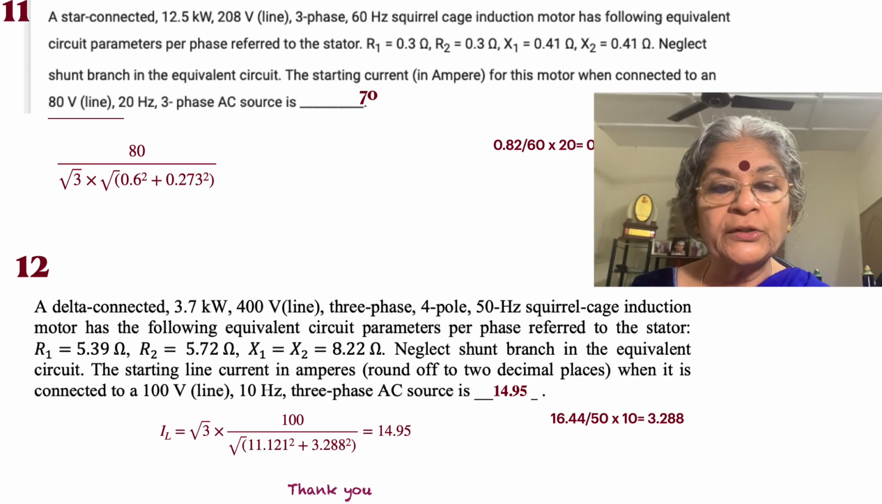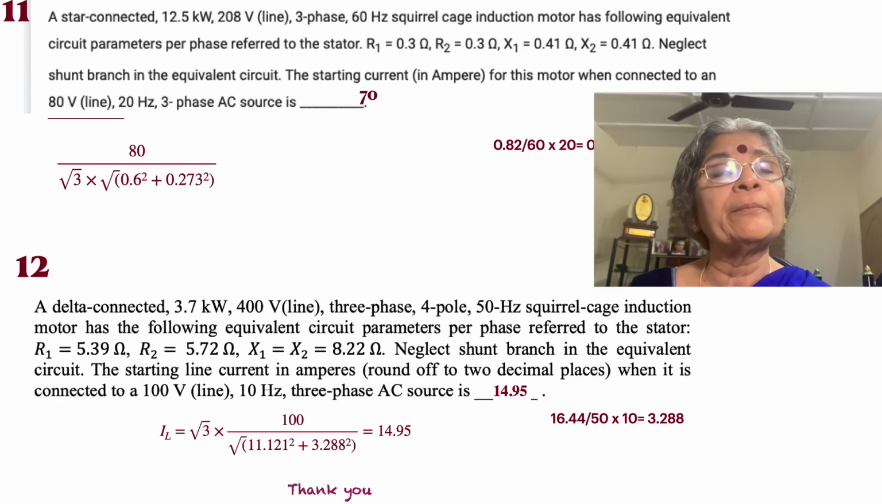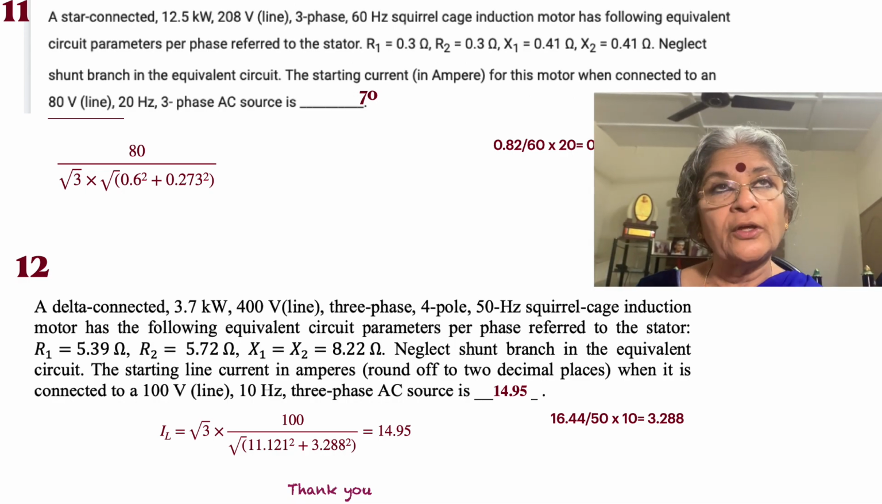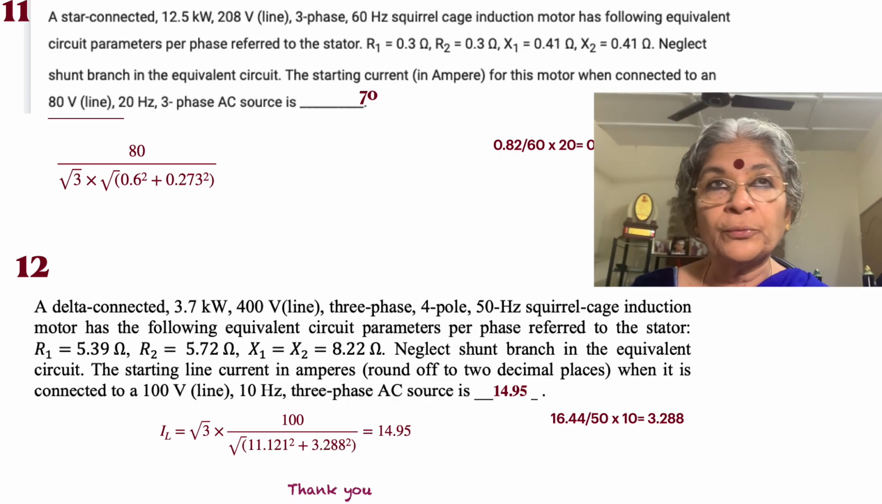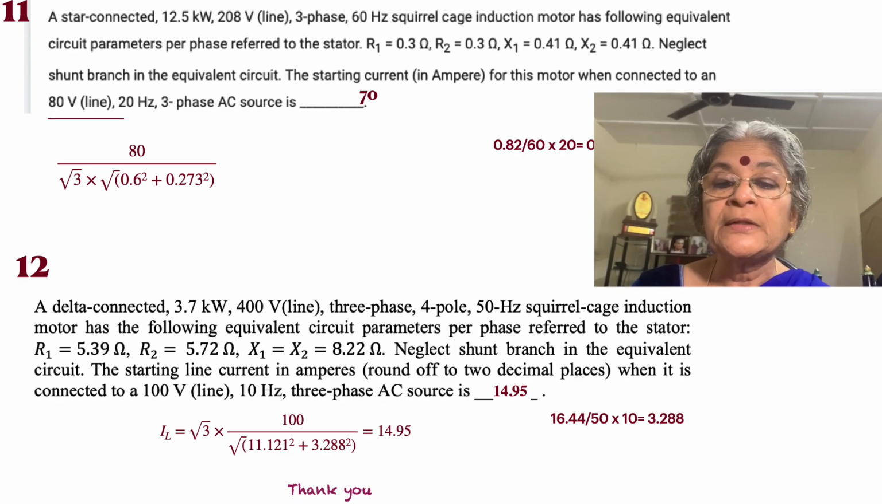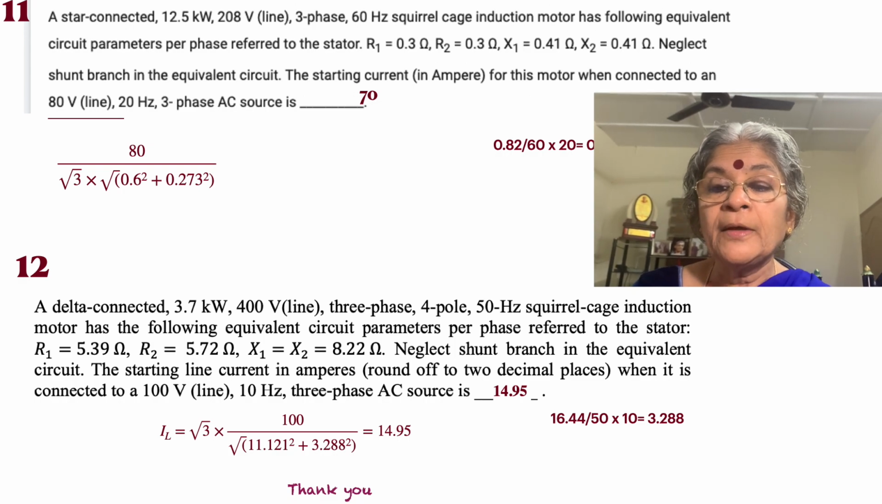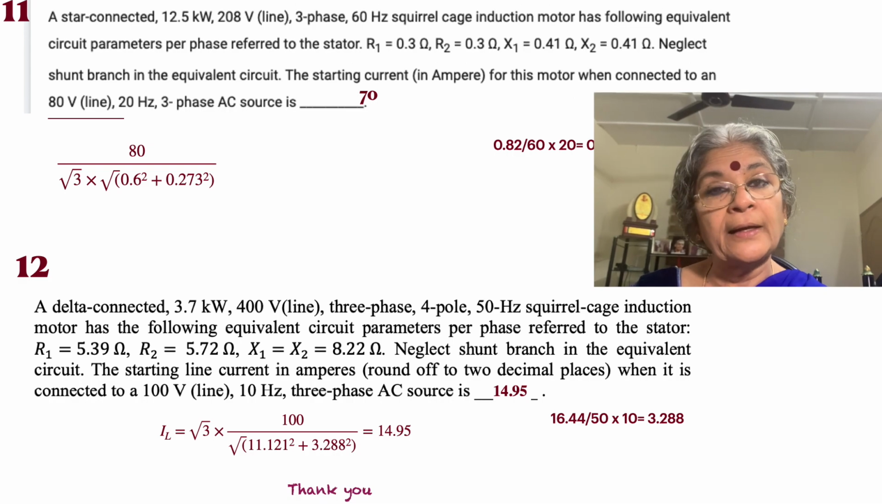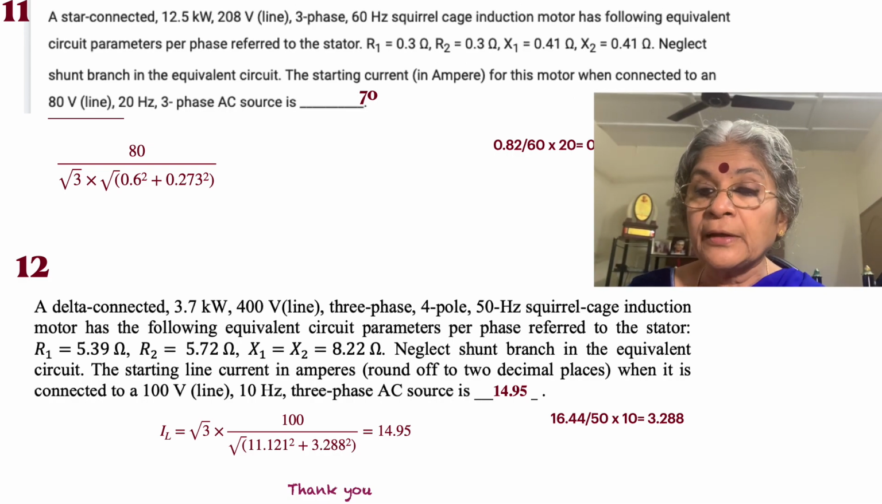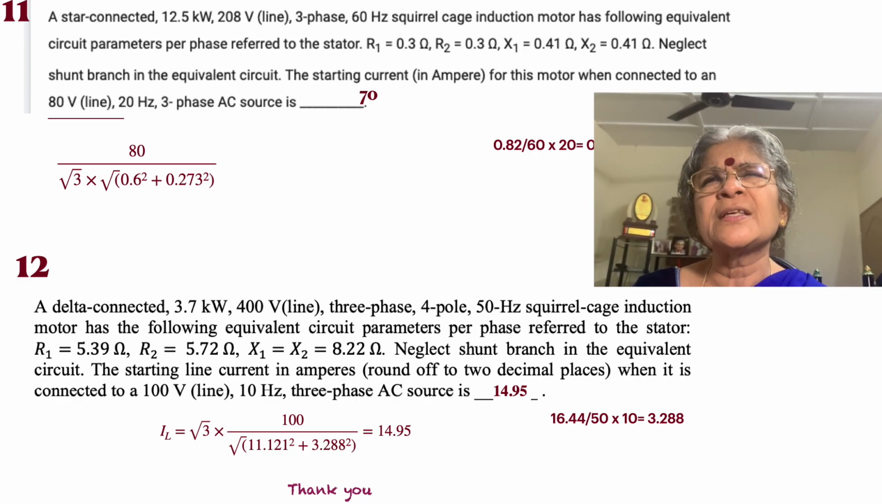R1 is equal to 5.39. R2 is equal to 5.72. You can add them together, if required. X1 and X2 are the same, 8.22, so into 2. So when they come to the stator side, neglect the shunt branch in the equivalent circuit, as in the earlier problem. The starting line current, in amperes, rounded off to 2 decimal places, when it is connected to 100 volt line. Earlier it was 400, now it is 100 volt, 10 hertz. So again frequency has moved on from 50 to 10. 3-phase AC source. The same kind of problem.